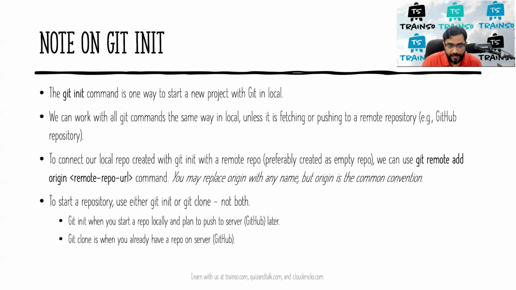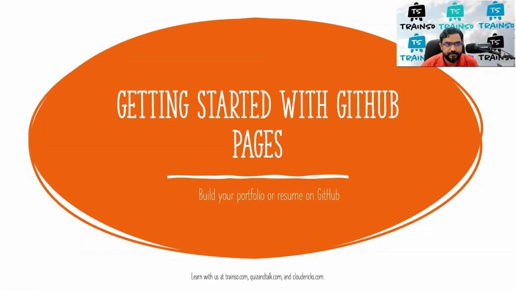To start a repository, we can use either git init or git clone, but not both. Git init when you start a repository in local and plan to push to server later. Git clone when you already have a repo on server and then you take it. As a practice, in most cases we create it on server and then clone, but there is always this option to create it first on local and then push it to a server.